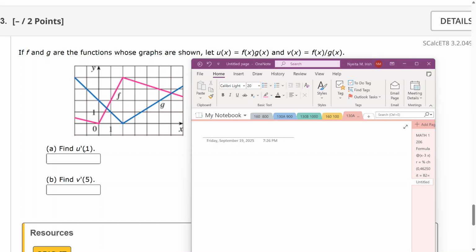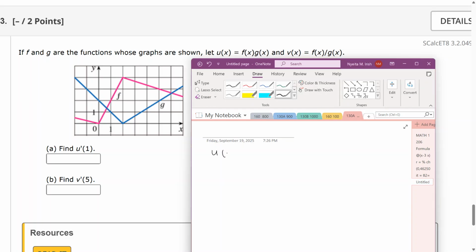Okay, you're asked to find u prime of 1, which means you need to take a derivative of the u of x function. I know it says f of x and g of x, but if there were two functions like u of x equals 3x plus 2 times 5x squared minus 1, I'm just making this up, I would use the product rule. Or I could FOIL it out, but let's say I use the product rule. Then one function would be the 3x plus 2. The other function would be 5x squared minus 1.